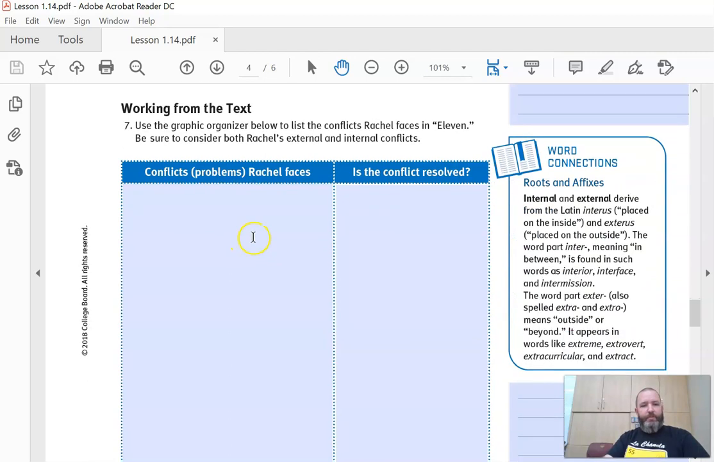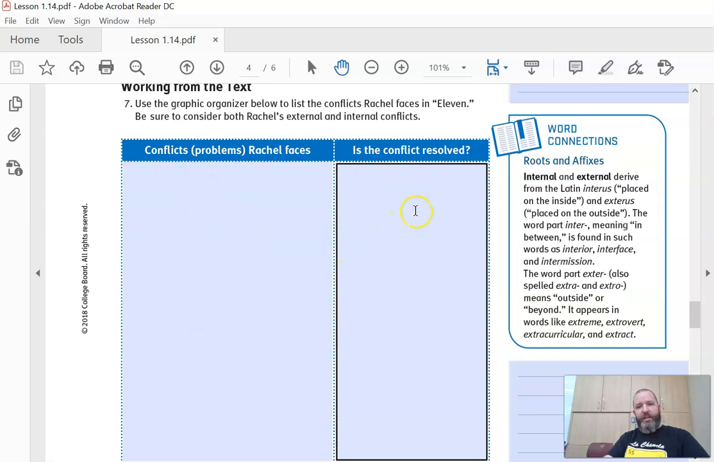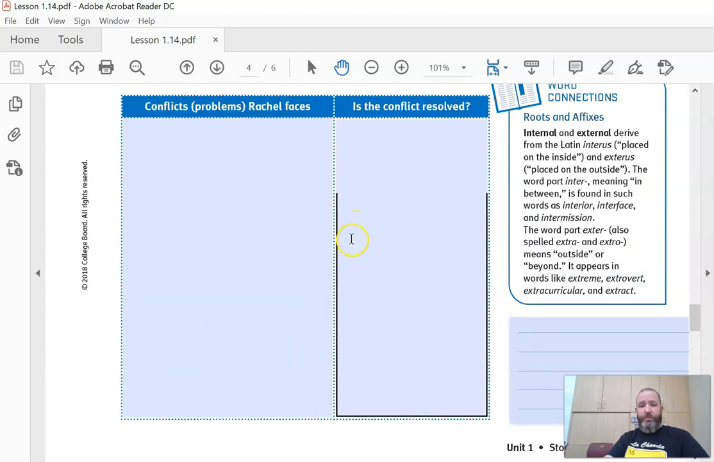Graphic organizer here at the bottom. So she has several conflicts. So list the conflicts, and if the conflict is resolved. Resolved means, does the conflict get solved? Okay? Some of them do, some of them don't.